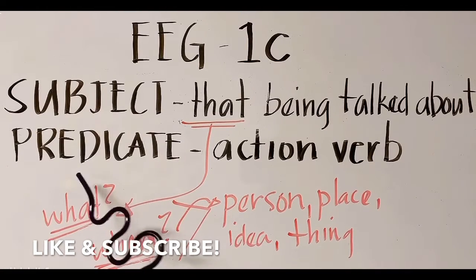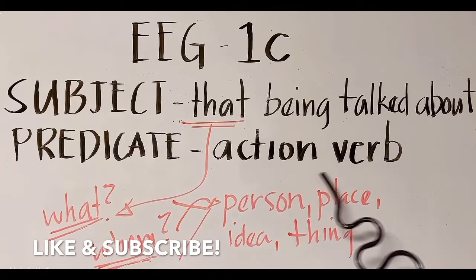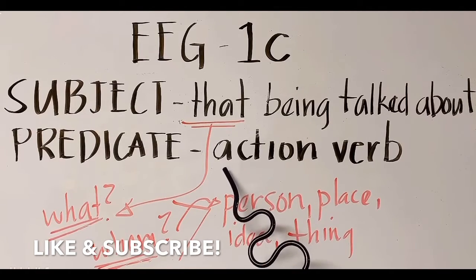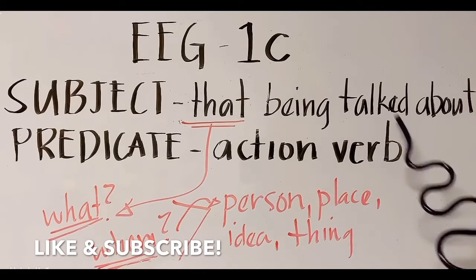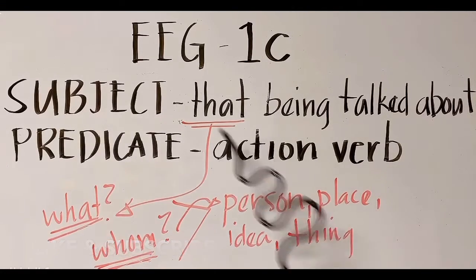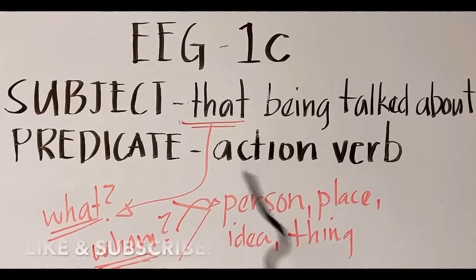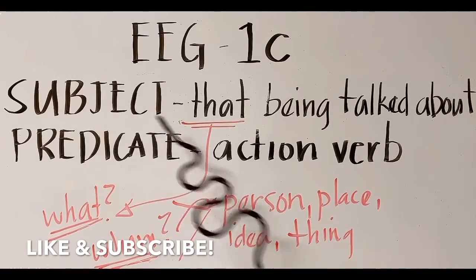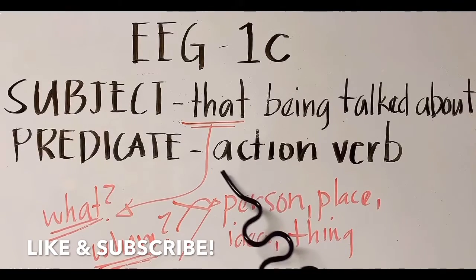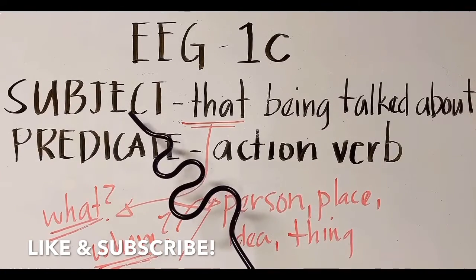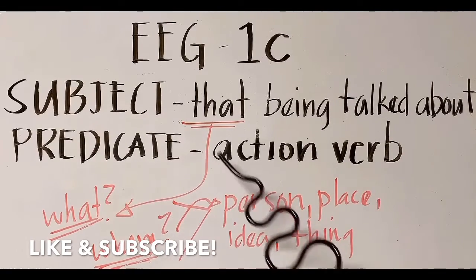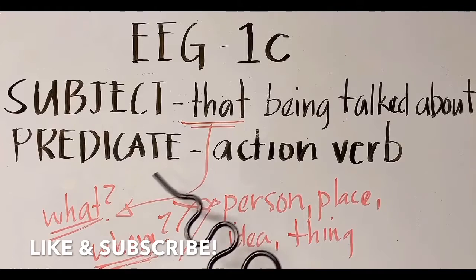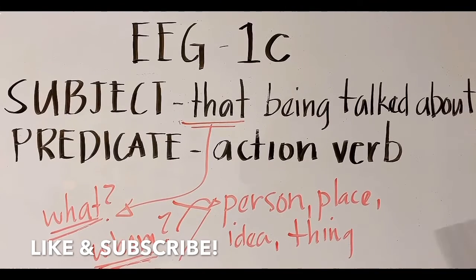The predicate is simply the action verb, the action being done by the subject. What is the subject doing? What is the action of the subject? So when the subject has a predicate or an action verb, then the sentence is a complete one, a complete thought, a complete meaning.